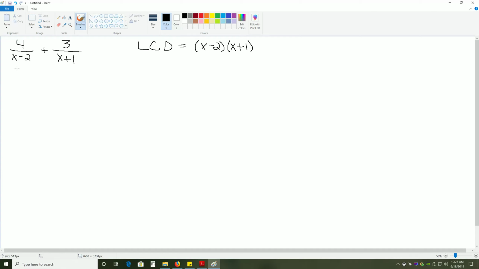In the first fraction, in order to get that least common denominator in this denominator, we have to multiply the top and bottom of this fraction, which I'll rewrite over here, by that x plus 1. So we'll multiply x plus 1 to the top and x plus 1 to the bottom. And then we'll repeat that over here. 3 over x plus 1. We'll multiply this by x minus 2 to the top and bottom. And that'll give us our LCD in both fractions.